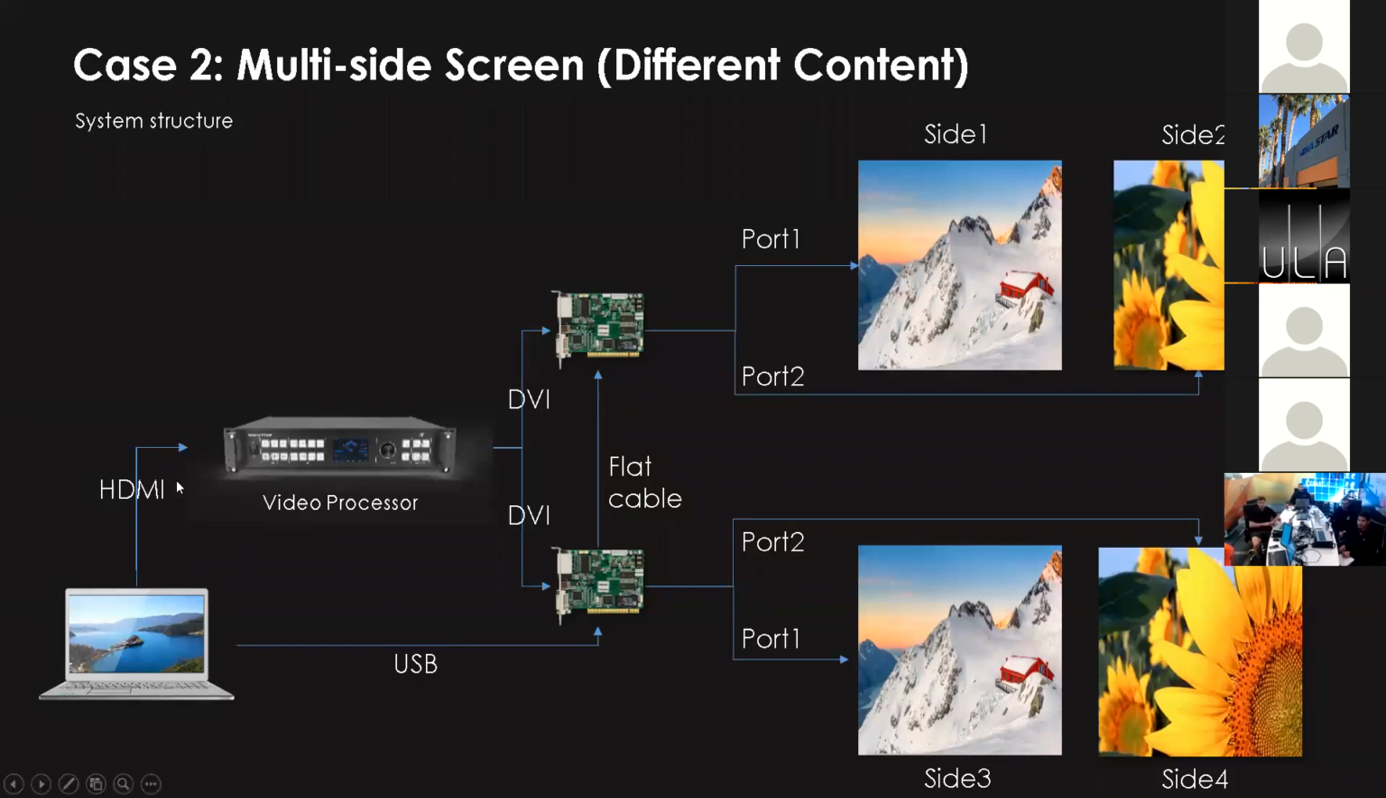And we can see the structure: that's an HDMI video source to the video processor, which splits that to exactly the same source. And one more thing, there's a USB cable to the first controller and cascaded to the second one.